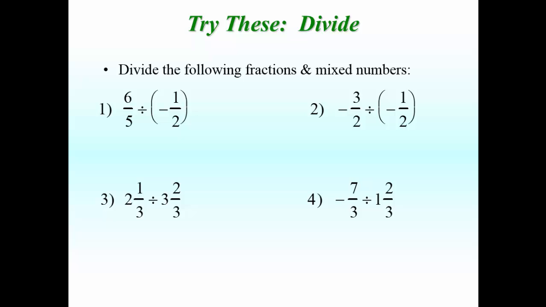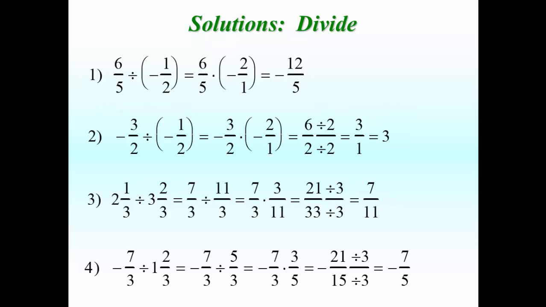So give yourselves a chance to try it out on your own before you go and check your work. All right, hopefully you paused the video. So here's our solution. 6/5 divided by a negative 1/2 is 6/5 times a negative 2/1. Multiplying straight across the numerator, straight across the denominator. 6 times 2 is 12. 5 times 1 is 5. Positive times a negative is a negative. So that's a negative 12/5. If you're someone who likes to rewrite as mixed numbers, 5 goes into 12 twice with 2 left over. So that's a negative 2 2/5.